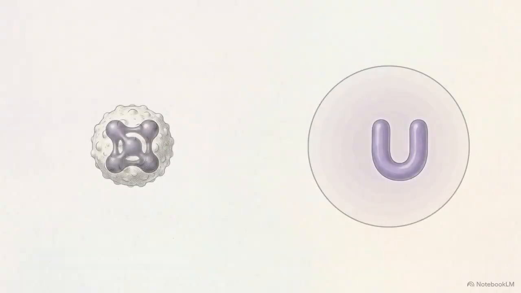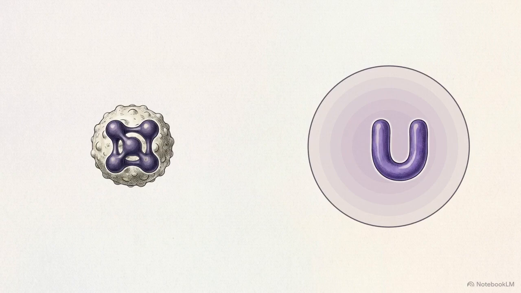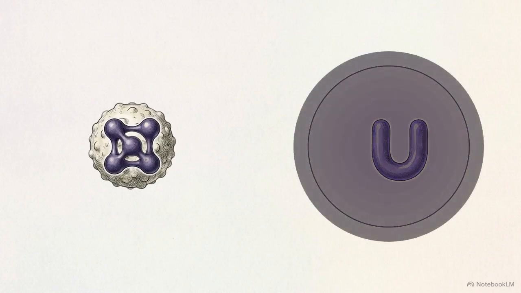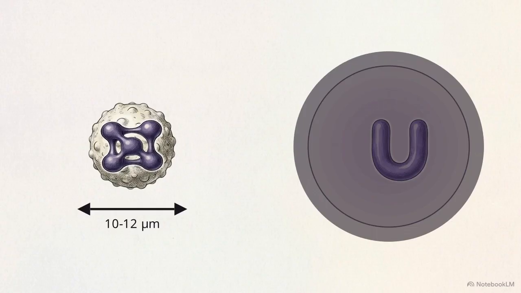This diagram shows a comparative cross-section of two distinct white blood cells. On the left is the neutrophil. Measuring 10 to 12 micrometers in diameter, its defining feature is a heavily lobulated nucleus divided into 2 to 5 distinct segments. This segmentation provides extreme physical flexibility, allowing the entire cell to contort and squeeze through tight spaces.